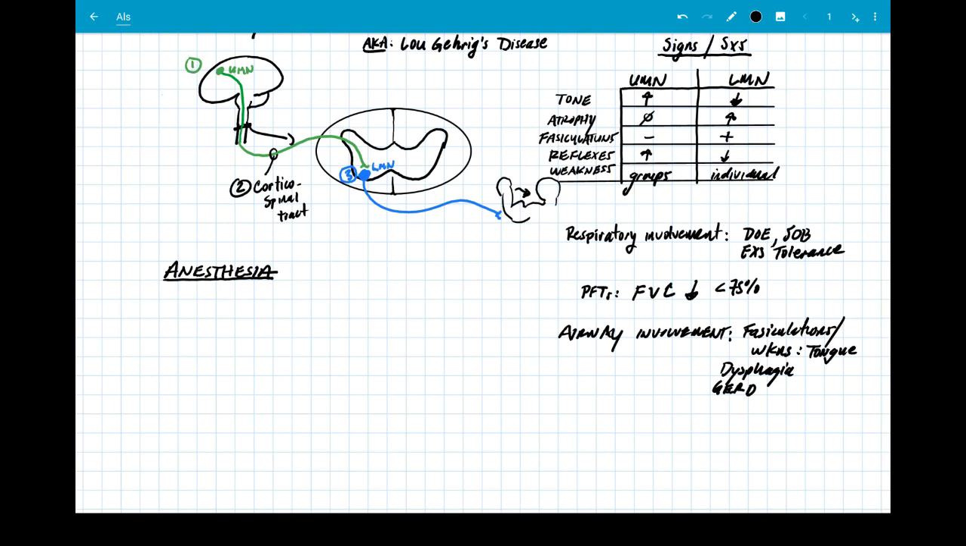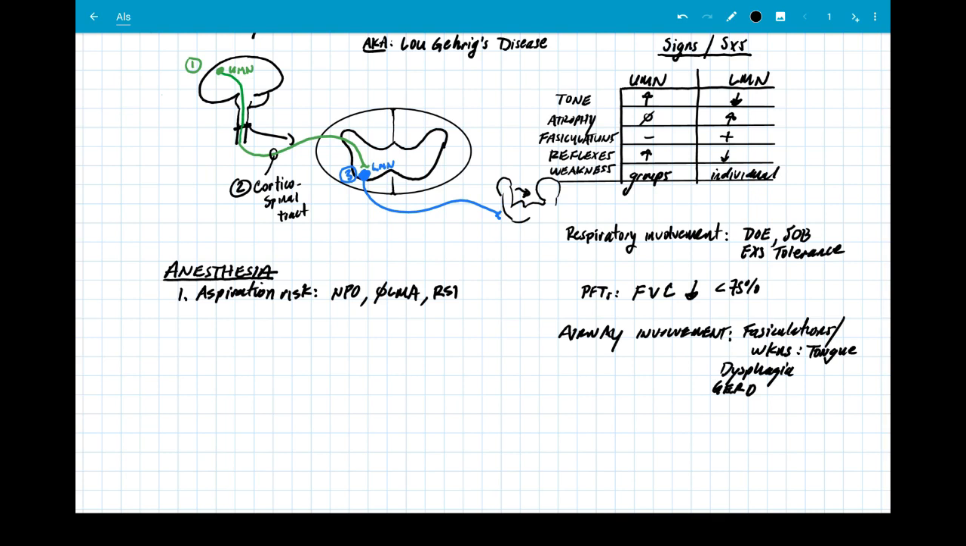So let's talk about some of the anesthetic considerations for these patients. Number one, because they present with weakness, and can present with weakness in the airway, as we mentioned, they are at an aspiration risk, which means patients must follow the strict NPO guidelines. You probably don't want to use an LMA, and I would highly consider doing a rapid sequence induction with them.